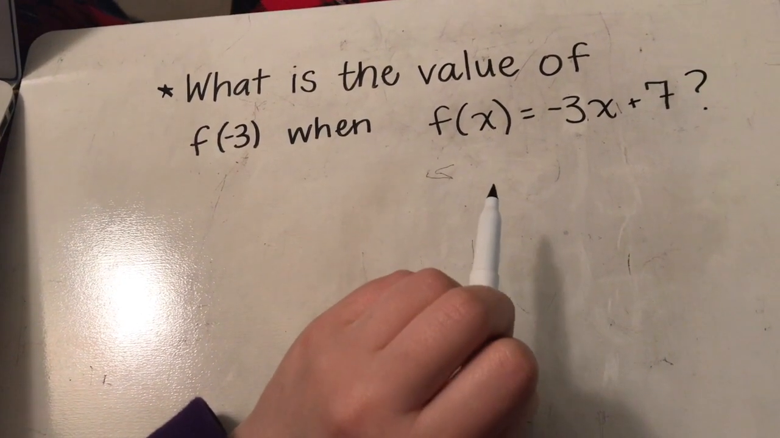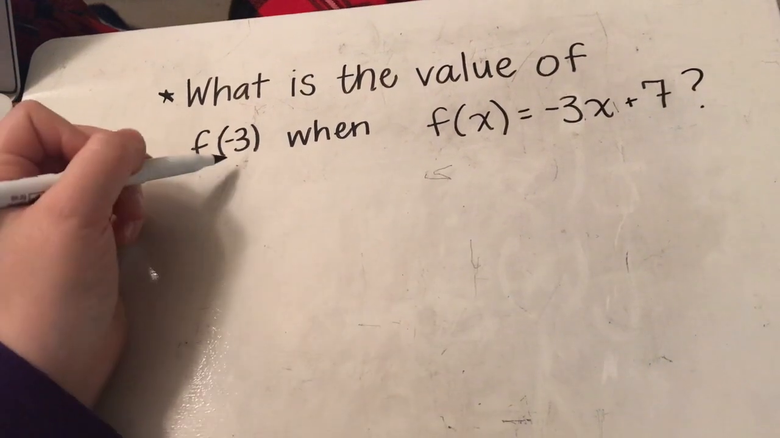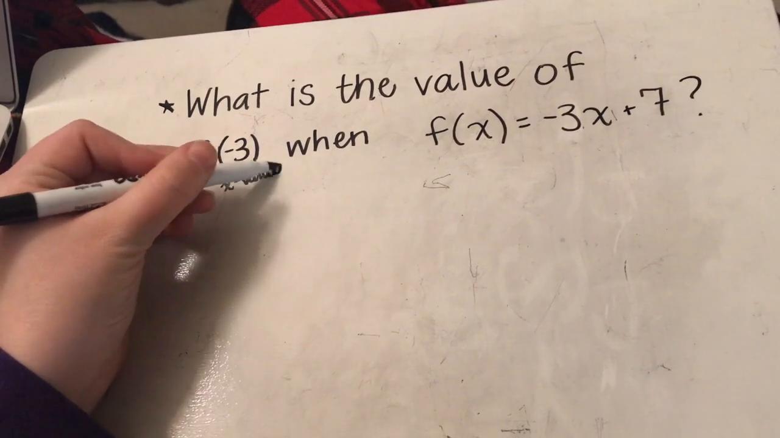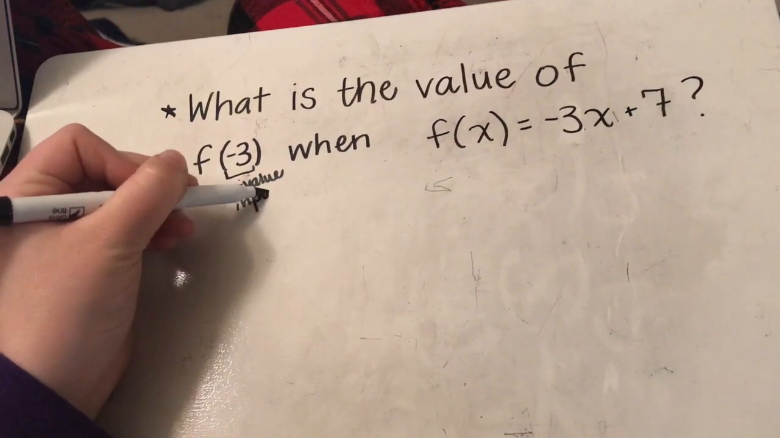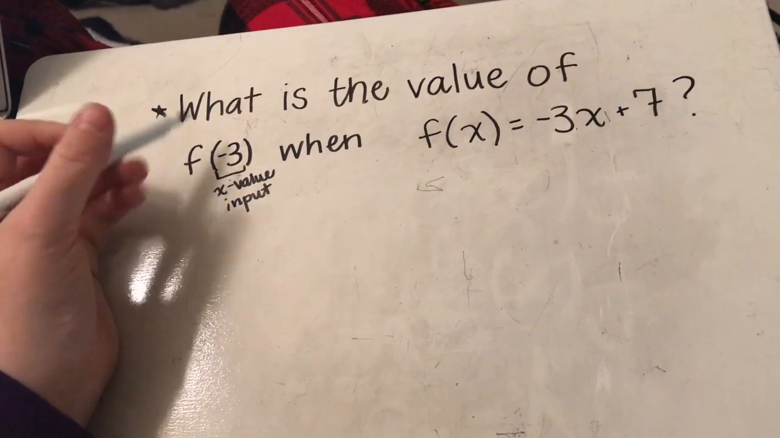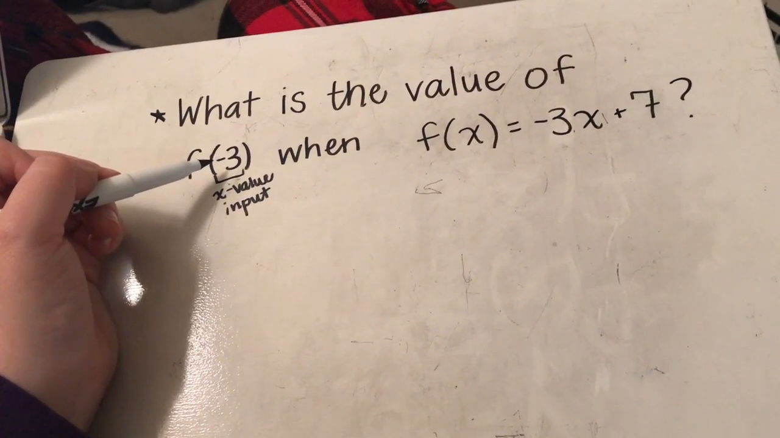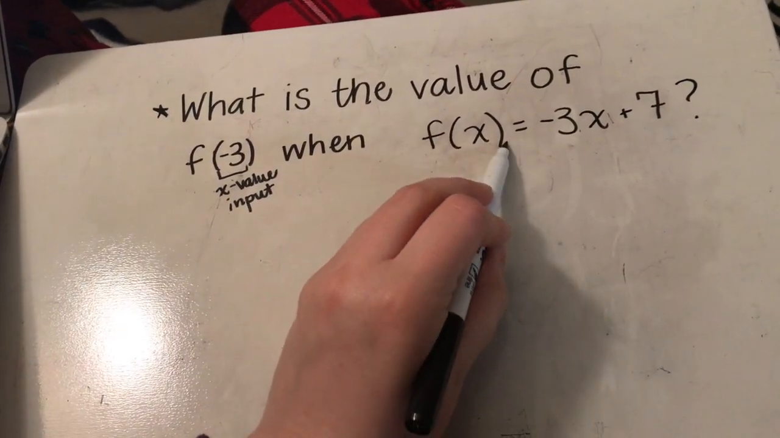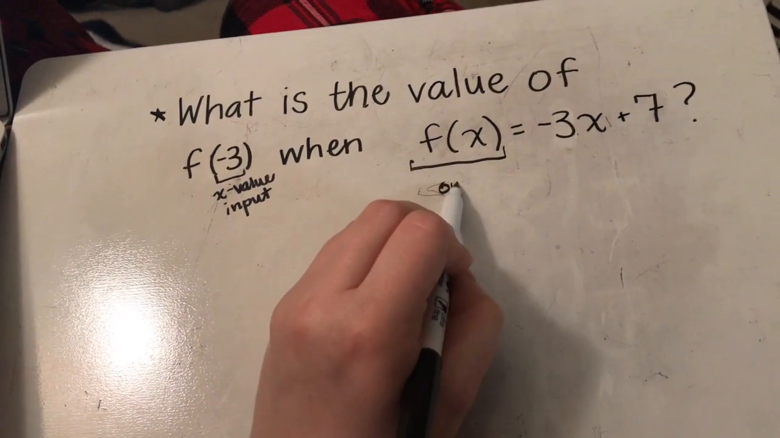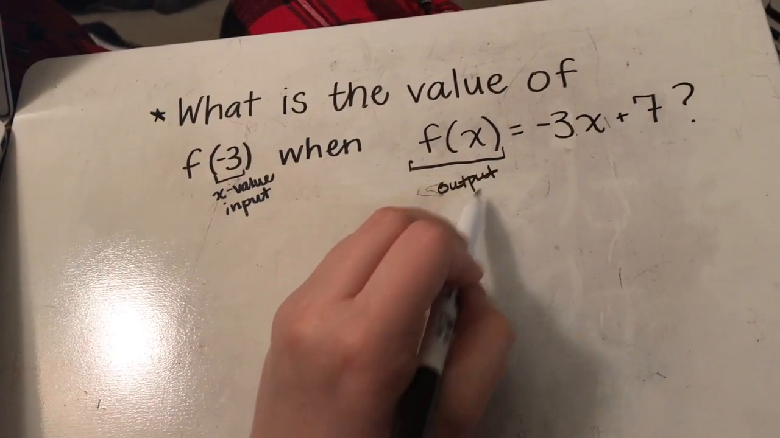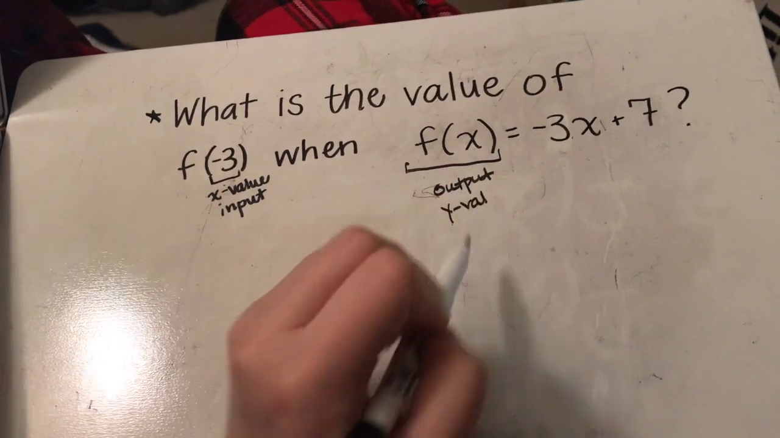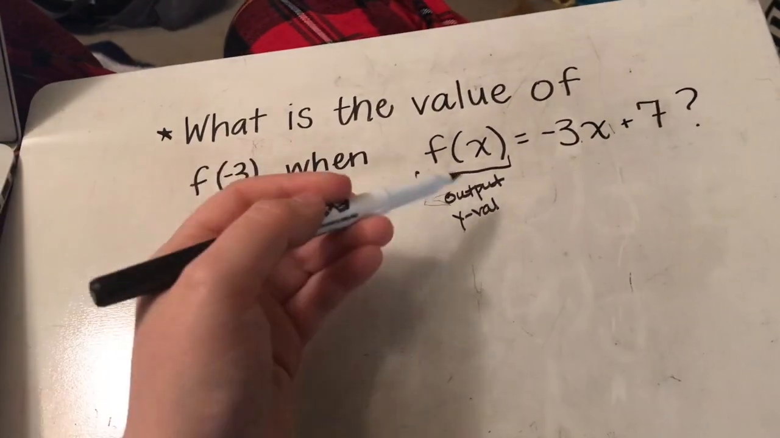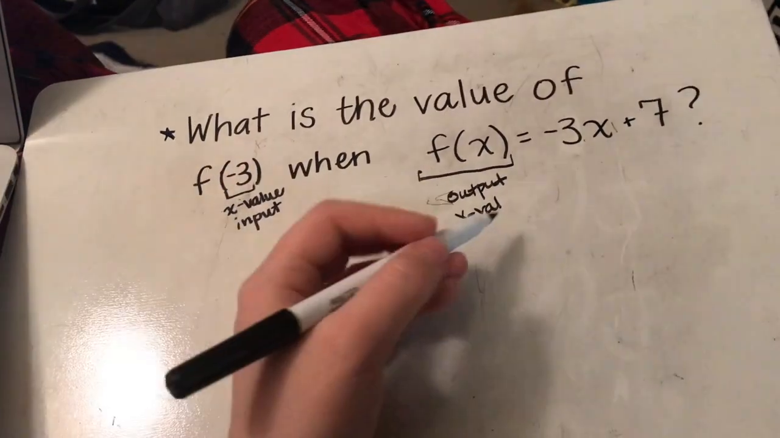So f of negative 3, negative 3 is still our x value, which is our input. All right. We know that x at negative 3 gives us some y value or output, which is this whole thing right here. Output or y value. So now let's figure out what the value is for the function at negative 3. What is our output?